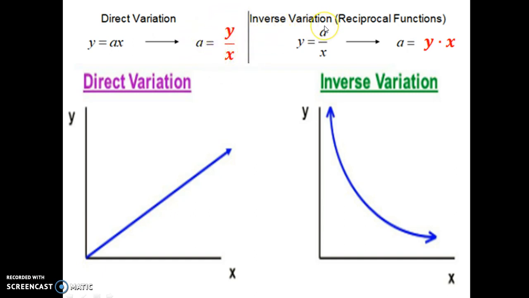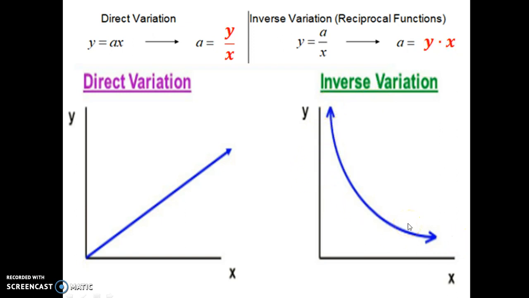Now let's look at inverse variation. This is also called a reciprocal function. Inverse variation always looks like this. It's similar to that, except you have your constant a value on top, and then a fraction with the x on the bottom here. When you rearrange it, if you multiply by x on both sides, you get this equation. That means to solve for the constant a value, all we have to do is multiply your y and your x values. Inverse variation will always graph to this shape here.